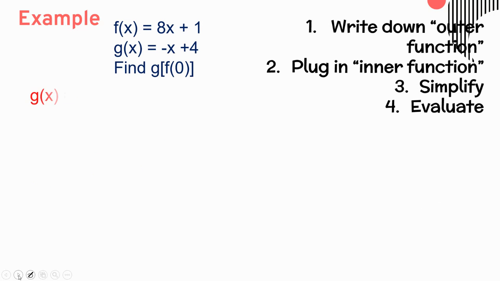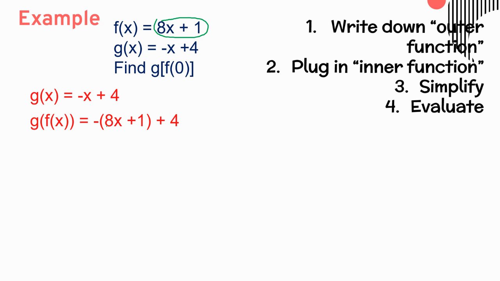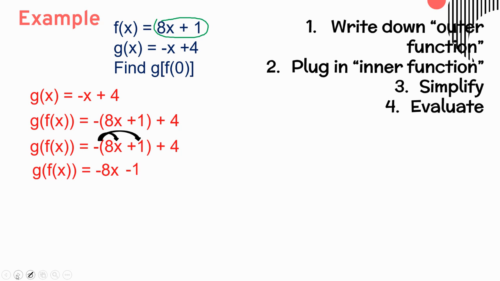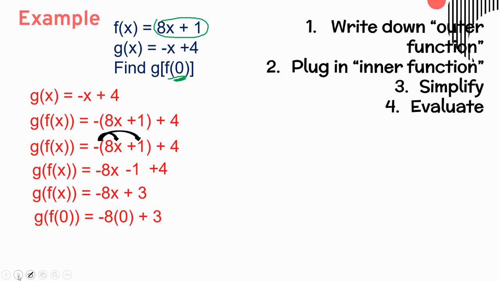One more example here. So we've got here's our f of x and g of x. On the outside is g of x. So we're going to write down our outer function of negative x plus 4. Wherever I see that x, I'm going to plug in the whole f of x. So we've got negative of 8x plus 1, plus 4. Distribute my negative sign. Okay, combine like terms. Now it does ask us to evaluate if x is 0. So now I can plug in my 0 where x is, and we get 3.